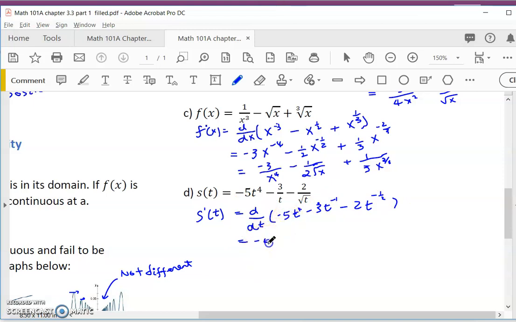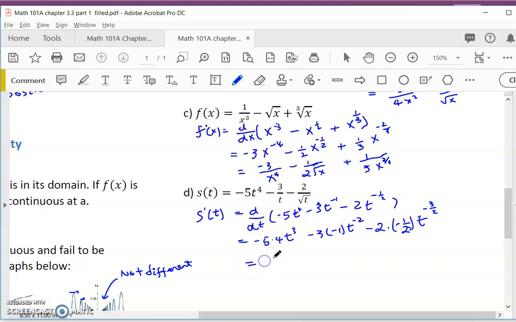So the first is negative 5 times 4, t to the 4 minus 1 is 3. Minus 3 times negative 1, t to the negative 2, right? Negative 1 minus 2. And then this is negative 2 times negative 1/2, t to the negative 1/2 minus 1 is negative 3 over 2, negative 1.5.